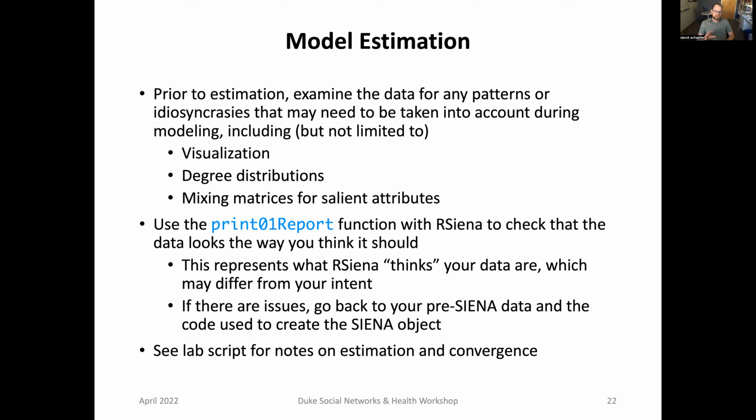It's much better to catch something here versus setting up and running a model that takes a couple of days and doesn't fit, and you don't know why, and then you realize, oh, Siena treated this measure differently than I had meant for it to do. Okay. The lab script has some comments in there about some points along the way regarding estimation and convergence. Again, this step is largely the same as modeling a one-mode network, so I'm not gonna dwell on those similarities.